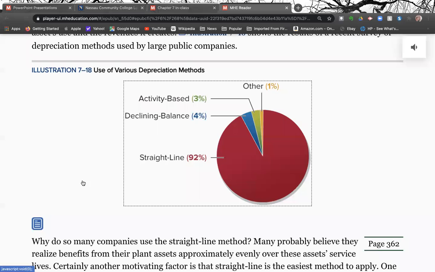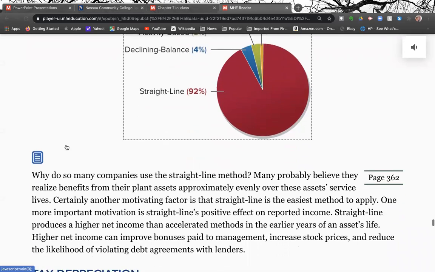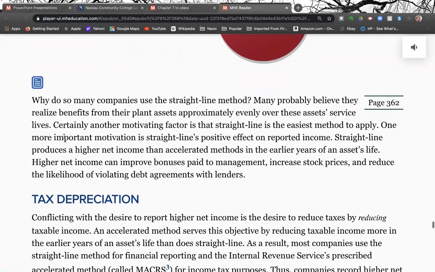How many companies use straight line? 92%. How many use the activity-based? 3%. How many use declining balance? 4%. Right, and there are other methods too, by the way, that we don't talk about. Why do so many companies use the straight line? It's just easier to use, right? It's the easiest method to apply.